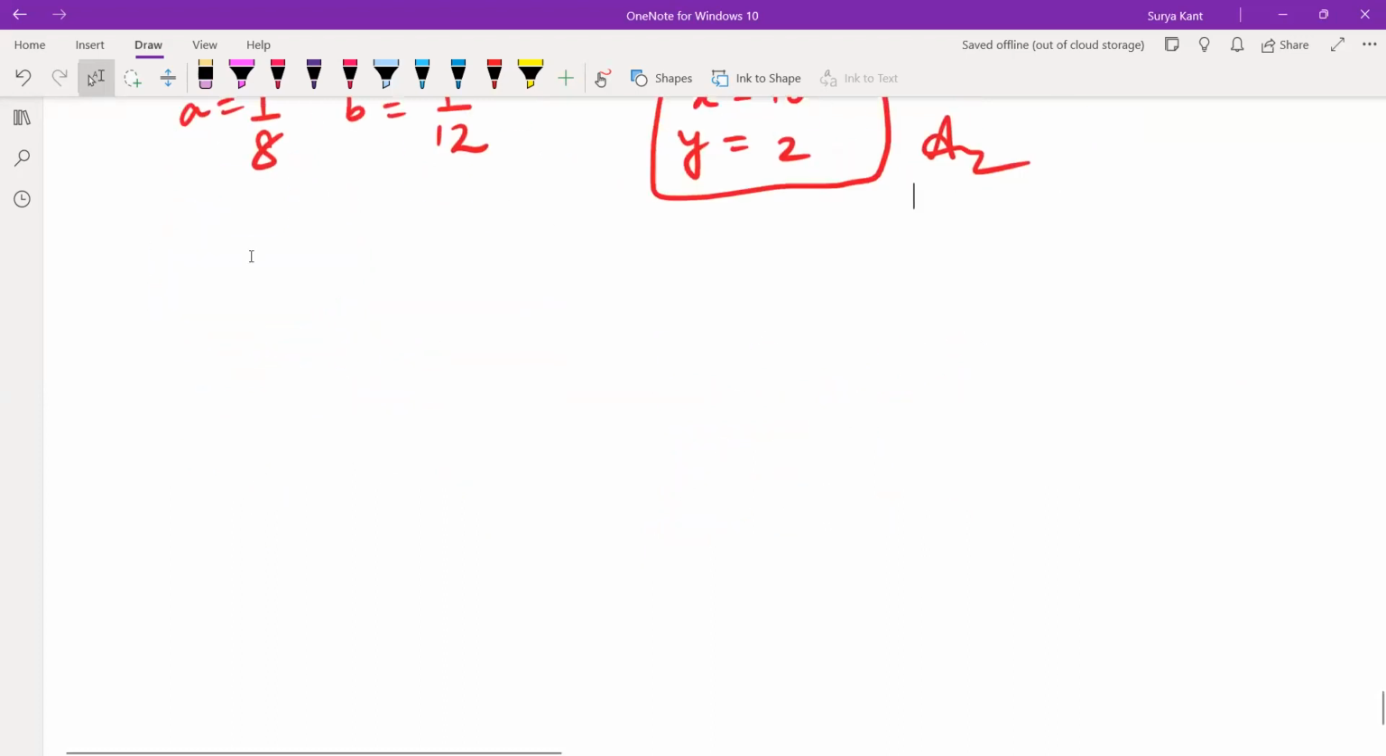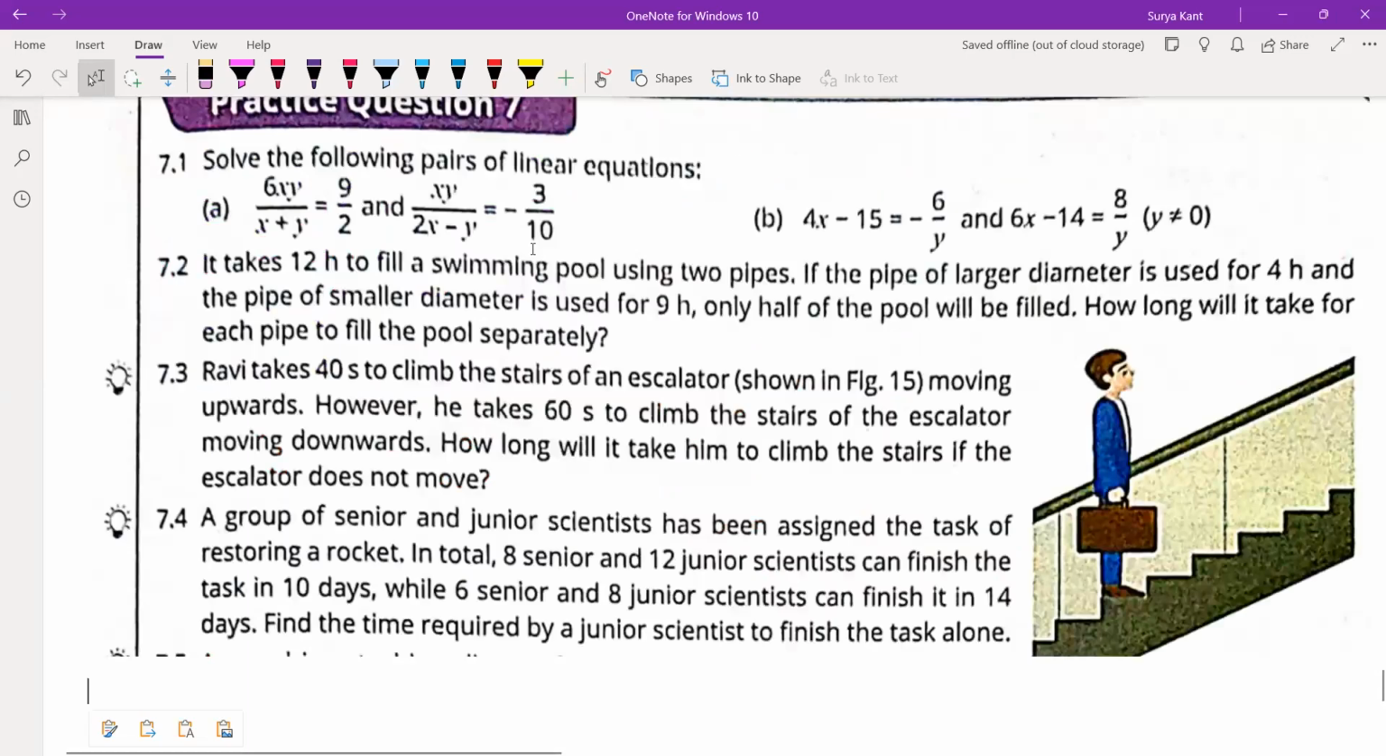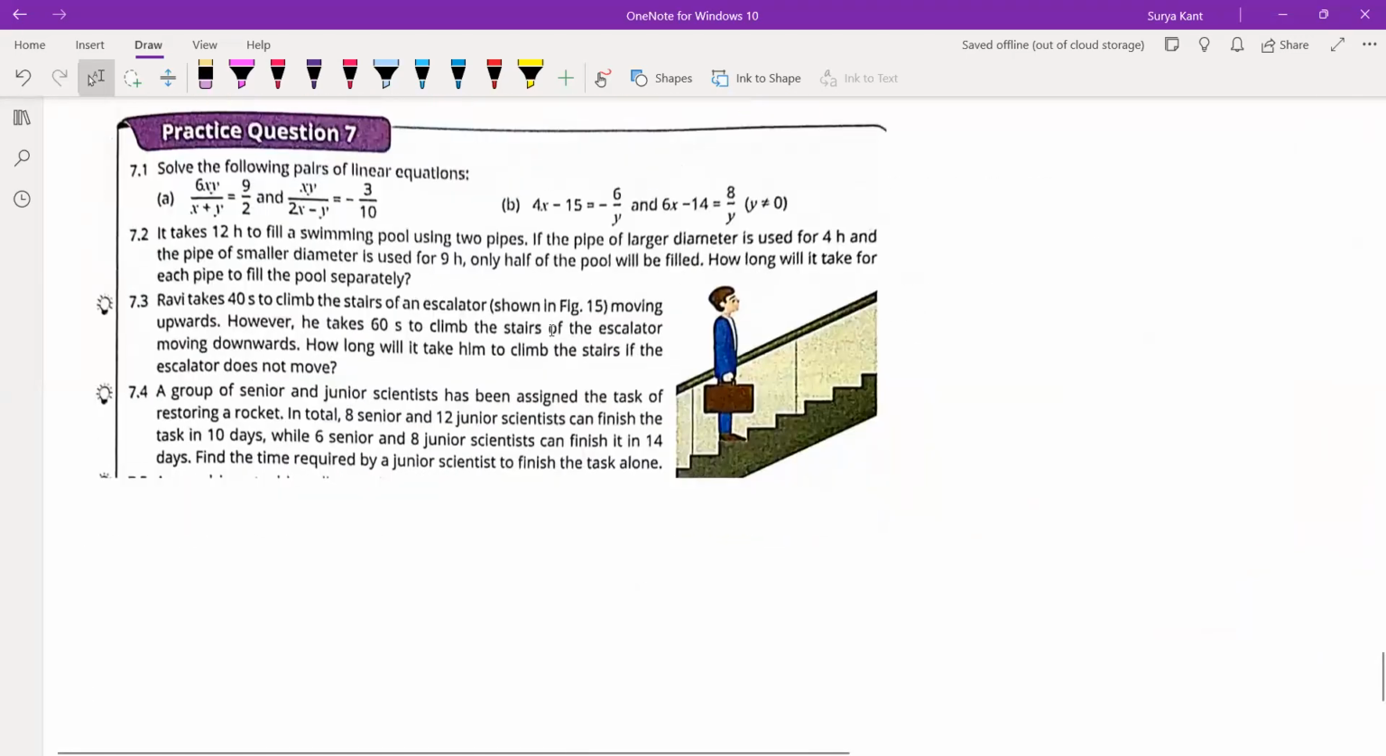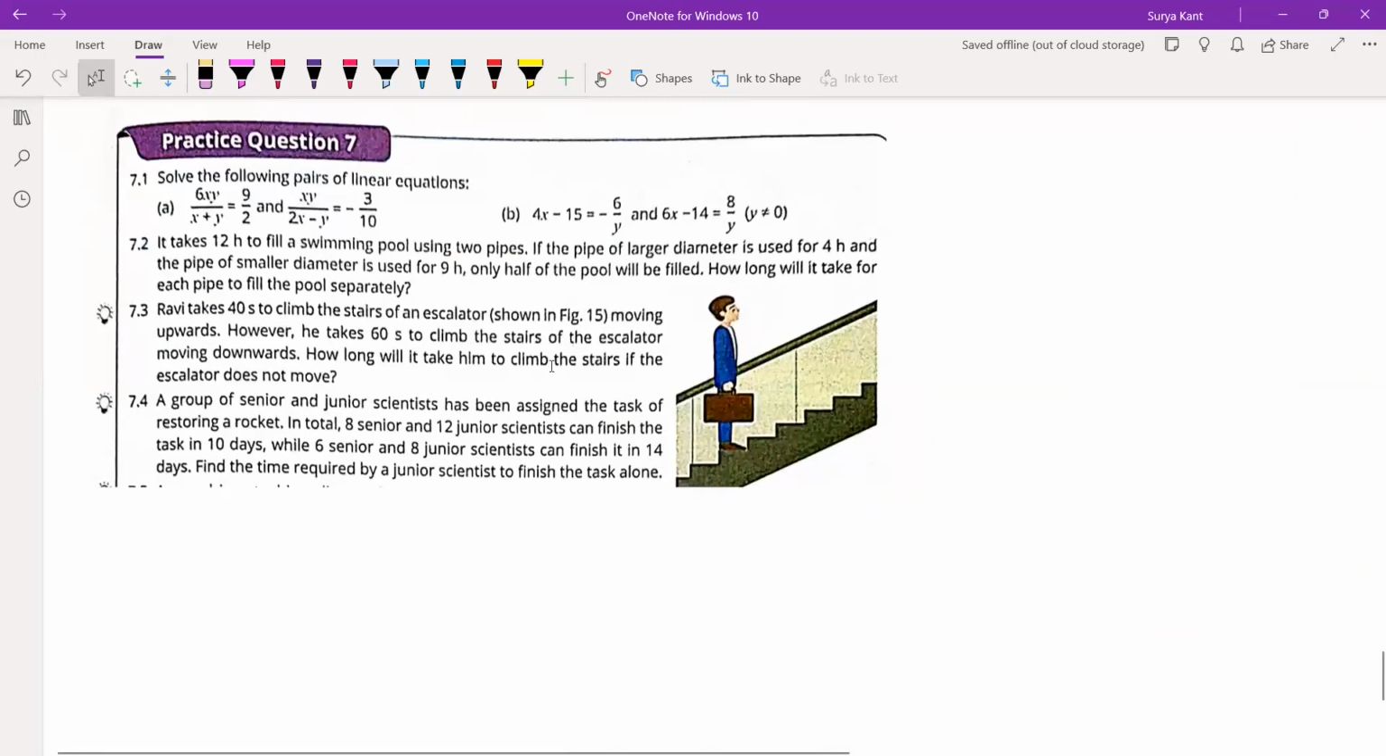So these 4 questions I'm just giving for homework. You can solve and come back. I'll share this worksheet with you right now. I'll put it in the chat and the WhatsApp group also, today's homework.